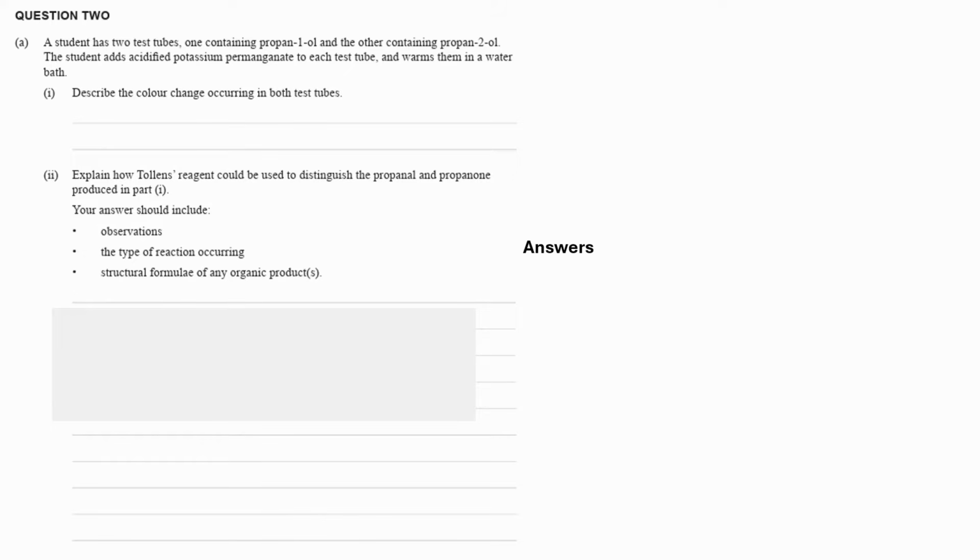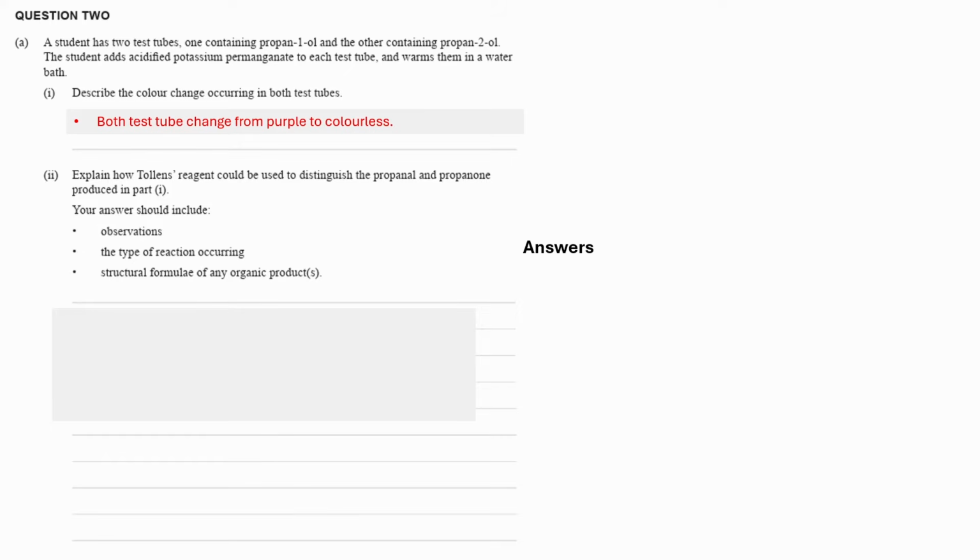Okay, next question, question 2. Student has 2 test tubes. One contains propan-1-ol and the other propan-2-ol. Okay, primary and secondary alcohol. The student adds acidified potassium permanganate to each test tube and warms in water. Describe the color change. Okay, now if we saw the previous question, when we add not acidified potassium permanganate to an alkene, it goes from purple to brown. So we know that it starts purple, but guess what? It doesn't go brown when it's acidified. It goes from purple to colorless.